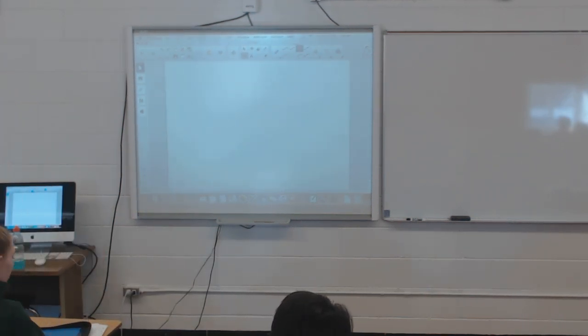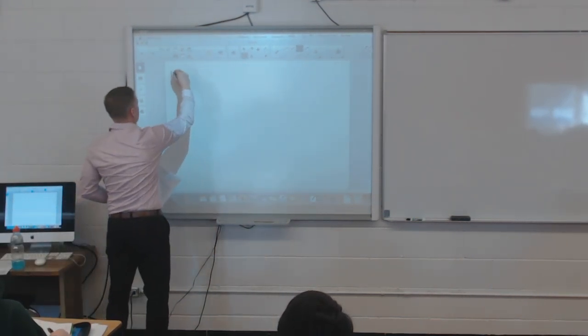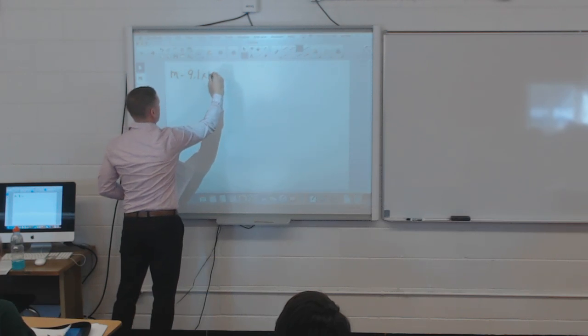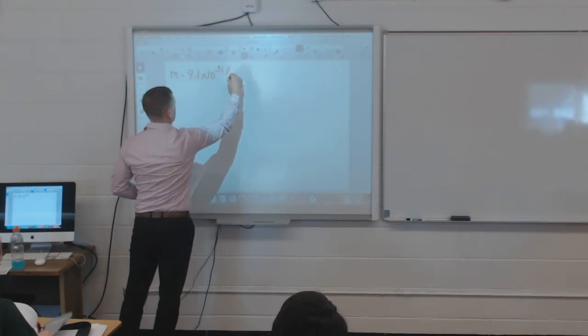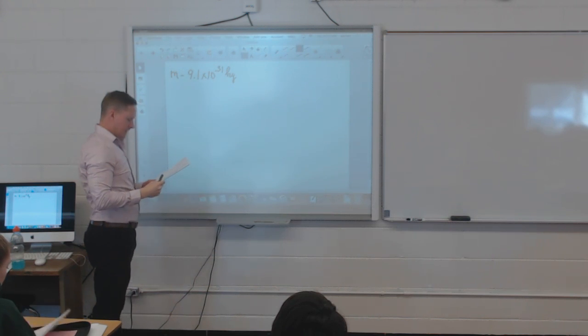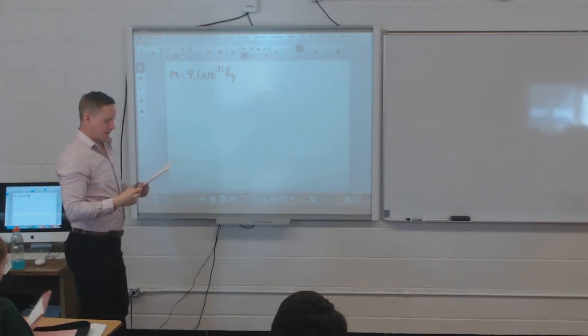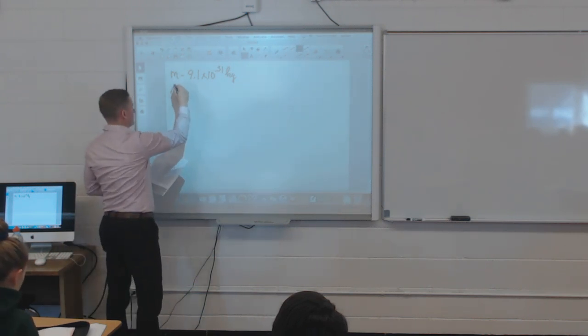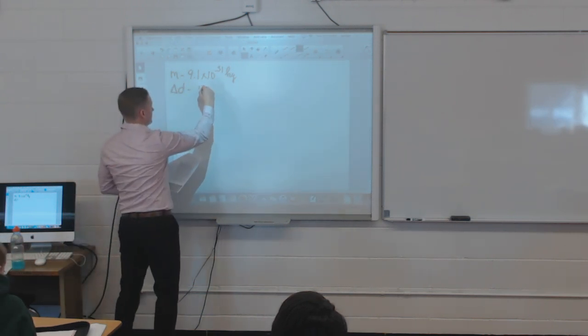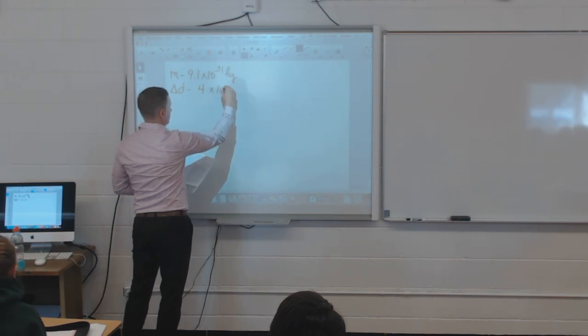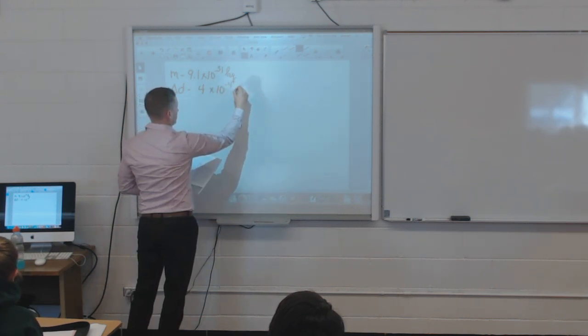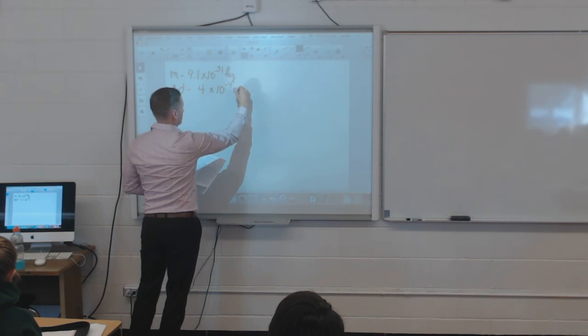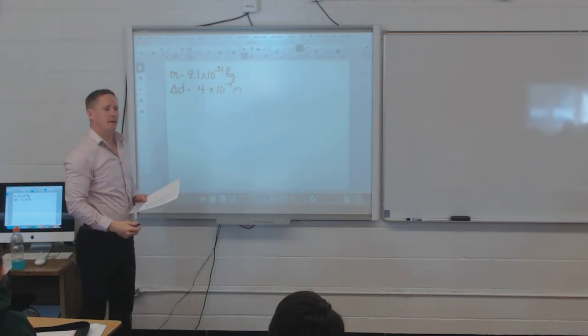...is the mass of an electron. So between the electrodes of a cathode ray tube, it moves a distance of 4 millimeters. Convert that to meters.